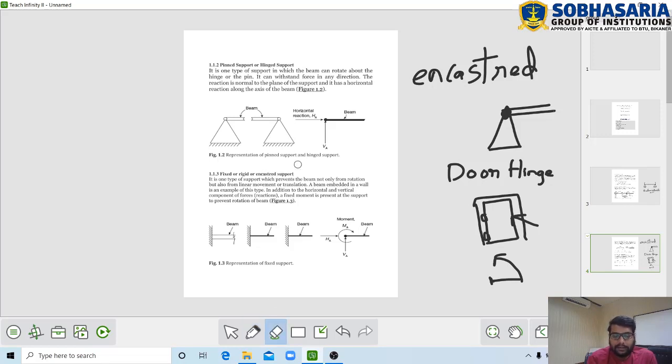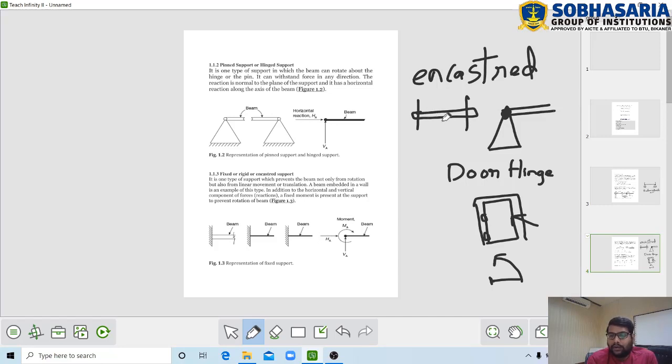Encasted means fixed or embedded. Like if this beam is embedded in the wall, this is a fixed support. Fixed support means it will not allow any vertical movement or force, and also it will not have any displacement along its horizontal axis.